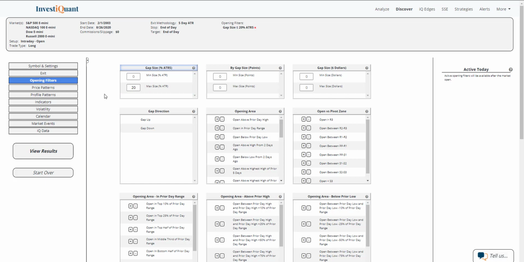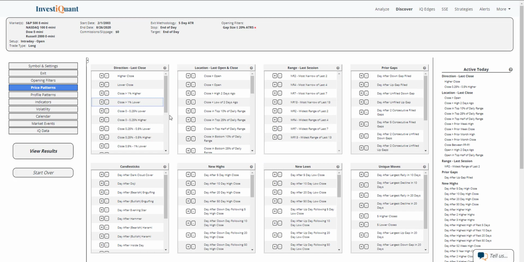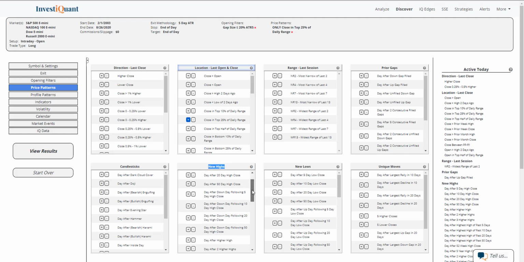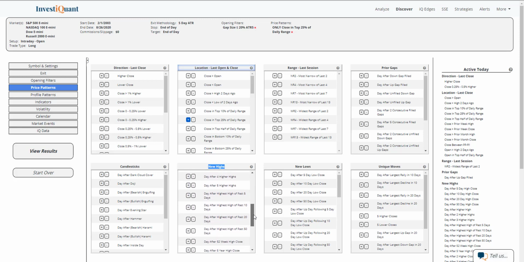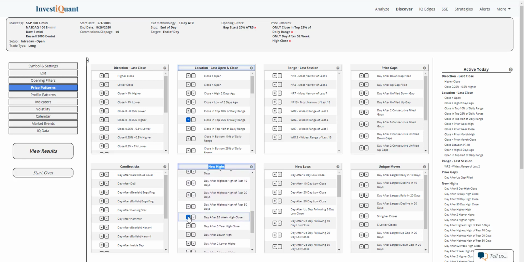Then I'm going to go into price patterns, and I'm going to describe this 52-week high close that closes in the top portion of its range. To do the top portion of its range for the close, I can go to this location, last open and close, and say that the close was in the top 25% of the daily range. We actually closed in the top 10%, but I'm going to do 25% just to get more samples and capture the idea. Then I'm going to go into the new highs section where I can find the day after a 52-week high close. Once I add that, I can hit view results.